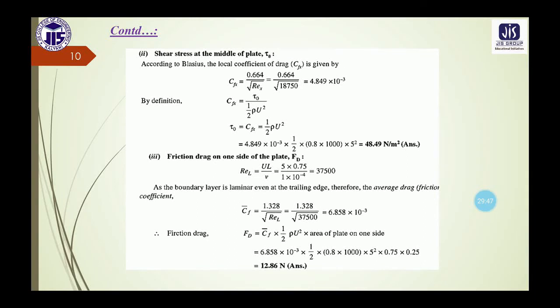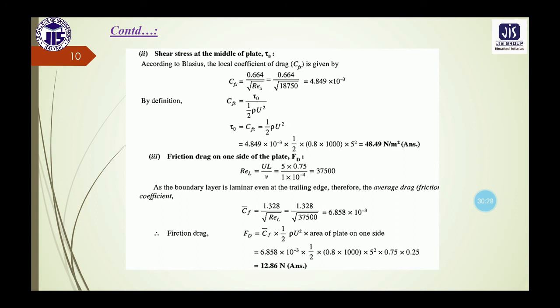Now for the second part of this numerical, we need to calculate the shear stress at the middle of the plate. To calculate it, we need to remember this formula: CFx equals 0.664 divided by root under Rex. This is the local coefficient of drag in case of the Blasius solution. What we have seen in the table is actually the average skin friction coefficient or the average drag coefficient. But the local skin friction coefficient has another formula, which is 0.664 divided by root under Rex.